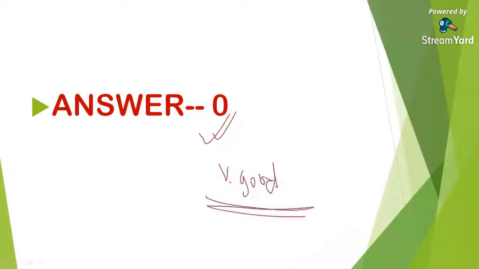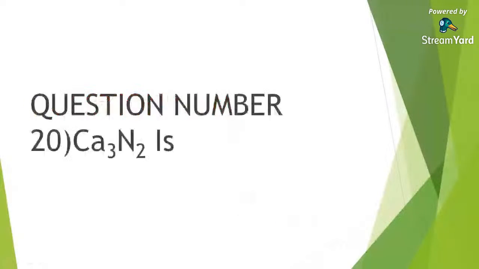They do not react with other elements. Yes, they do not react with any other elements. That is why they are called noble gases, and another name is what? Inert gases. Okay, and their valency is 0 because they don't react with anyone. They do not combine with anyone. So their valency is what? 0. Now, the next question is question number 20.